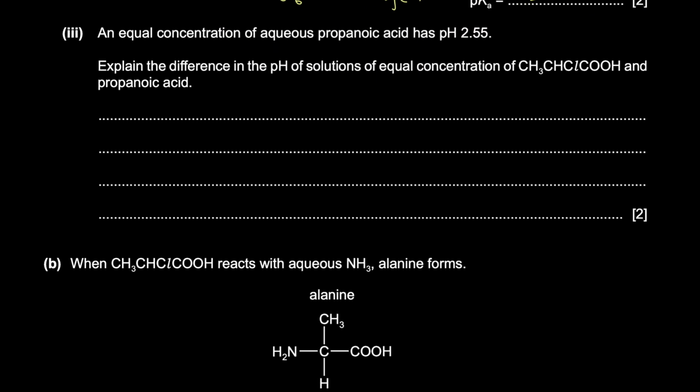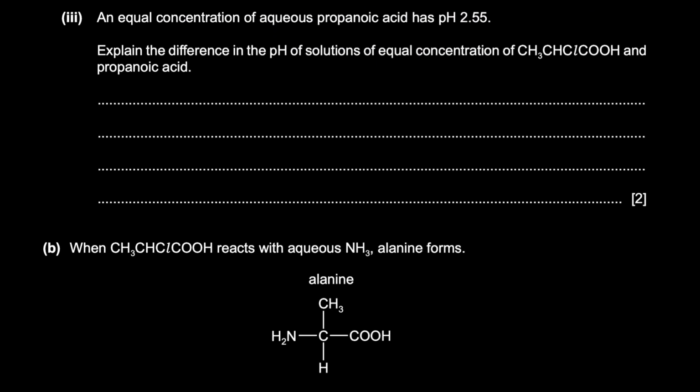An equal concentration of aqueous propanoic acid has pH 2.55. Explain the difference in pH of the solutions of equal concentration of this and propanoic acid. Now, 2-chloropropanoic acid had a pH of 1.51. Okay, so propanoic acid has a higher pH for the same concentration. So in other words, this acid is a stronger acid than propanoic acid. Why? It's because of the electron withdrawing chlorine atom. Remember, more electron withdrawal means a more stable conjugate base, which means a stronger acid.